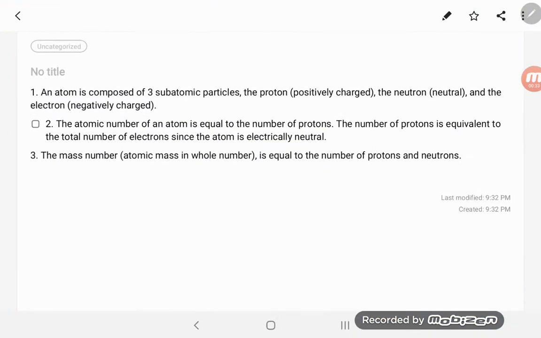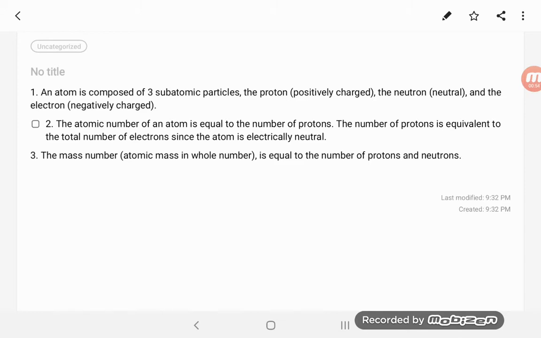Number 1, an atom is composed of three subatomic particles: the proton, which is the positively charged subatomic particle. Next is the neutron, which is the neutrally charged particle, or neutral, and the electron, which is the negatively charged.